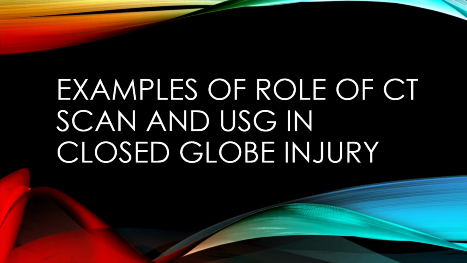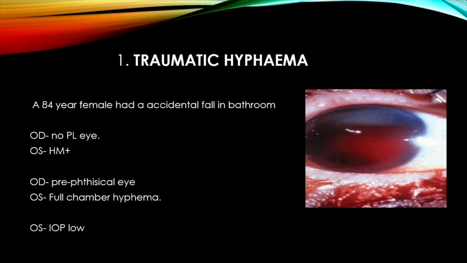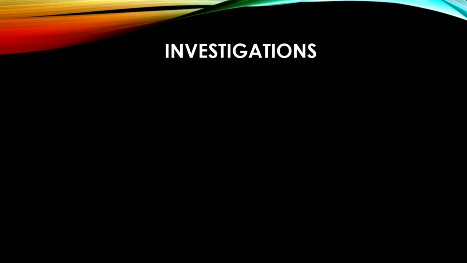Now we'll see some examples. This was a case of a traumatic hyphema. An 84-year-old female had an accidental fall in the bathroom. One-eyed patient, the left eye vision was hand movement. Left eye was suggestive of whole chamber hyphema. IOP was low. There was no obvious corneal or scleral tear on examination.